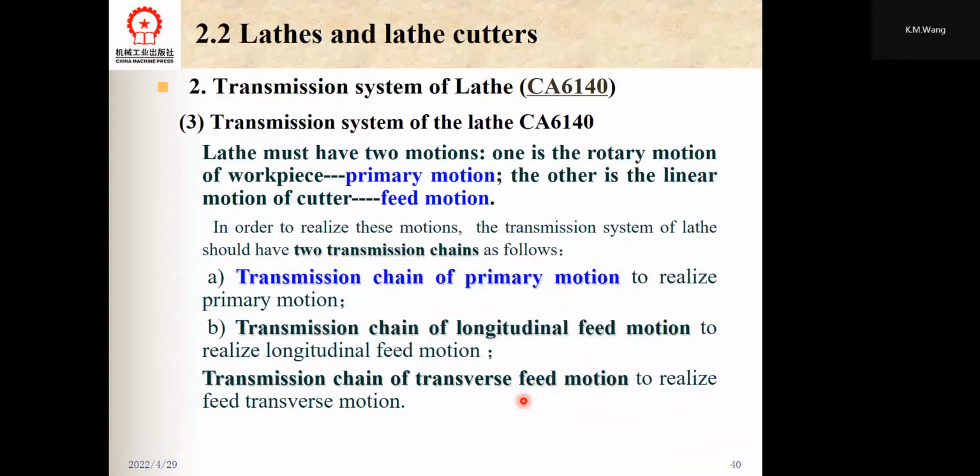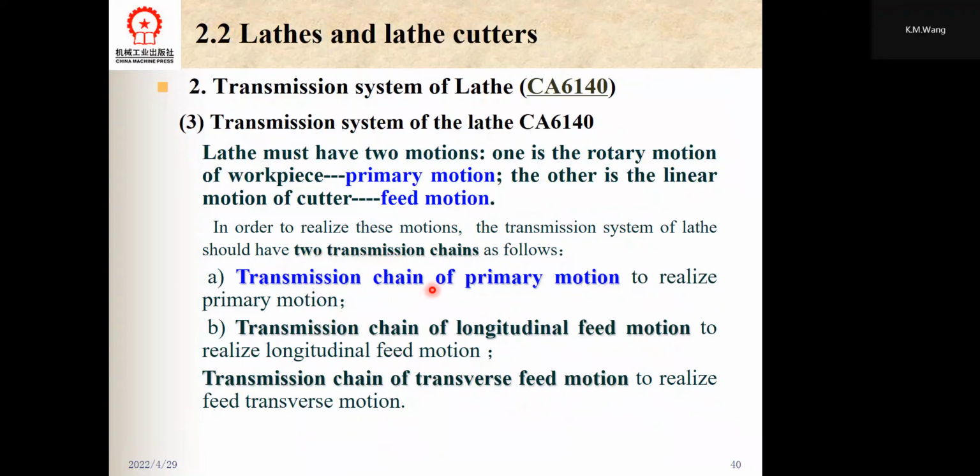The transmission system of the lathe must have two motions. One is the primary motion, and the other is the feed motion of the cutter. This is the move of the tools. There are two parts. In order to realize these motions, the transmission system of the lathe should have these two transmission chains as follows.